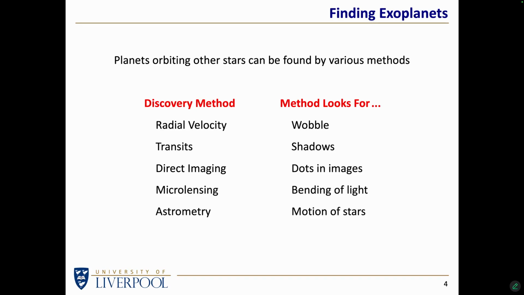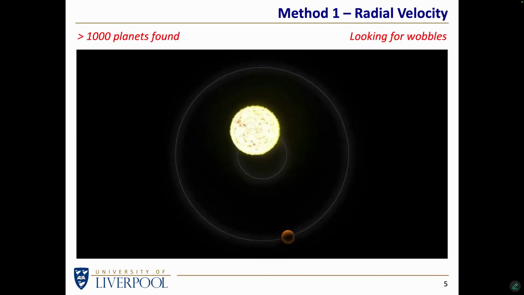There are 2 other methods called microlensing, which bends light from distant objects, and astrometry, which means looking at the positions of stars and seeing if they're changing their positions. Those are 2 other methods which haven't found that many planets, but I'll mention them in the handout, but I'm not going to mention them in the presentation itself. So let's have a look at those first 3 and see how they work.